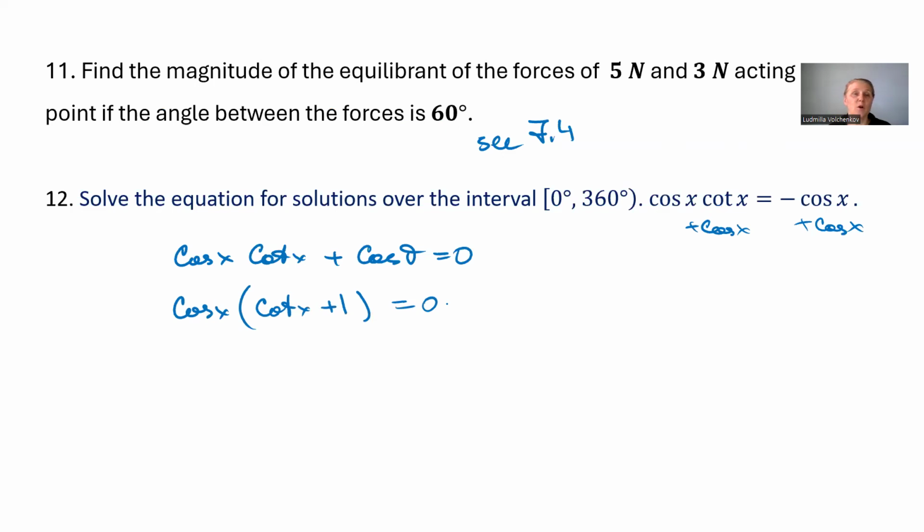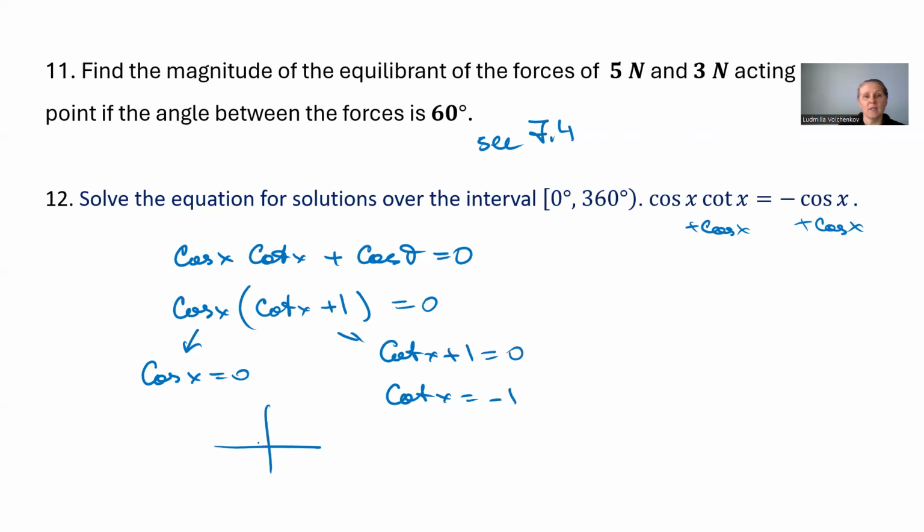Now we apply the zero factor property. If a product of two factors is equal to 0, then each factor can be equal to 0. Cosine x equals 0 or cotangent x plus 1 equals 0, or cotangent x equals negative 1. So cosine x equals 0 on the y-axis, and cotangent is negative 1 in the middle of the second quadrant and in the middle of the fourth quadrant. So we have four solutions for this equation.